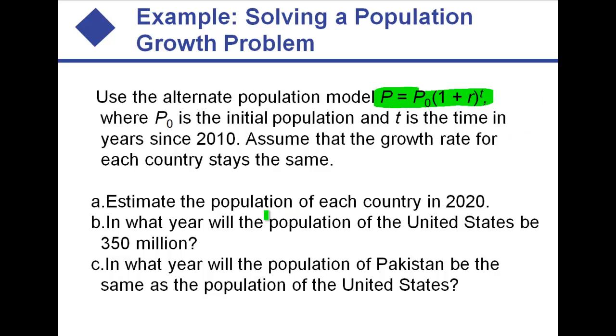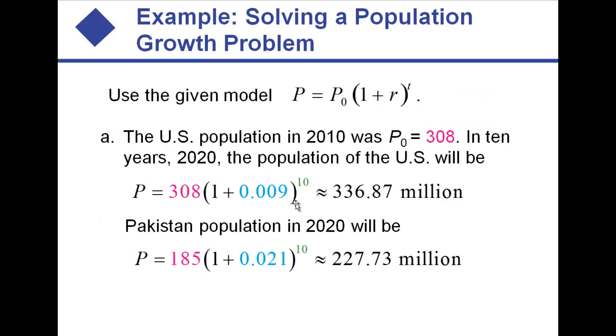Can we estimate what the populations are in 2020? Can we figure out what year that we'll have 350 million in the United States? And then can we figure out what year that the two countries will have the same? Part A, using this formula, right? Plug everything in that we know.